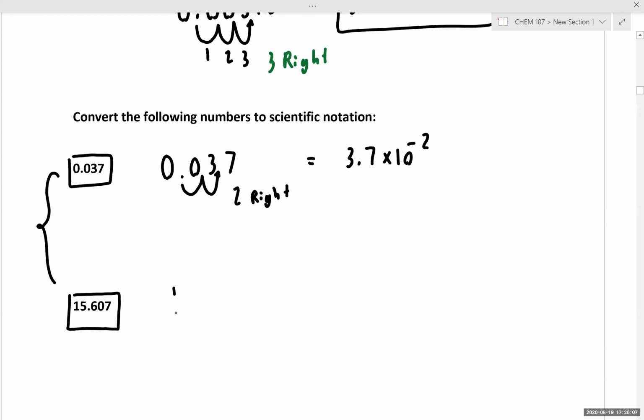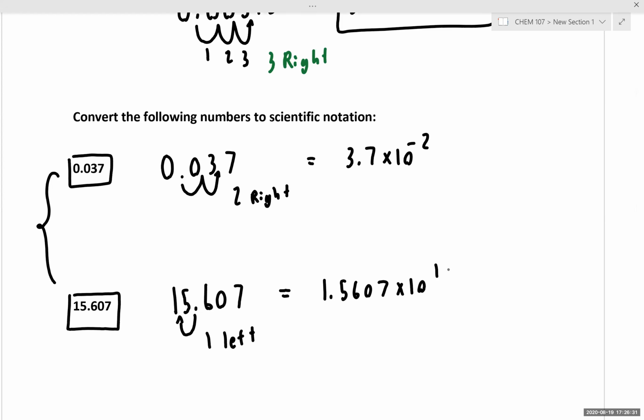So to walk us through the logic for this problem, we have 15.607. We need to move our decimal point 1 space to the left. So that in turn gives us 1.5607 times 10 to the first. We have a large number, so we have a positive exponent. Do these two examples make sense to everyone?